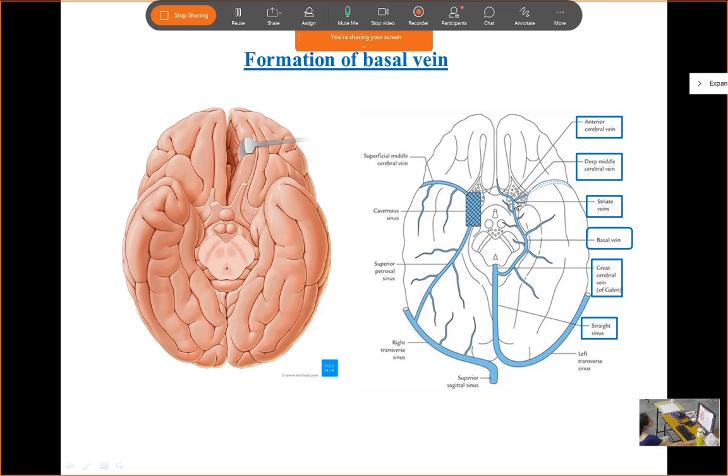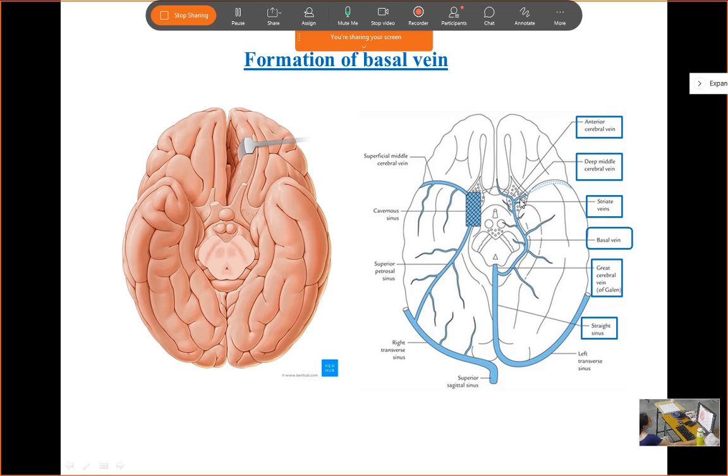That is the middle cerebral vein, and another vein, the inferior striate vein. So these three veins, the anterior cerebral, middle cerebral and the inferior striate vein, will join together and form the basal vein.